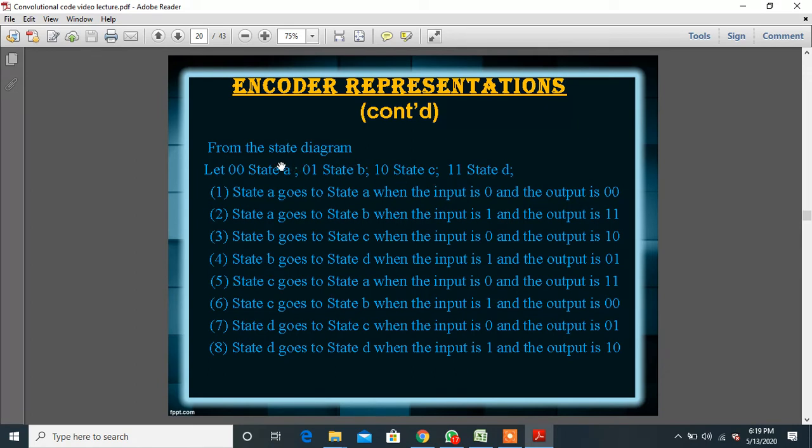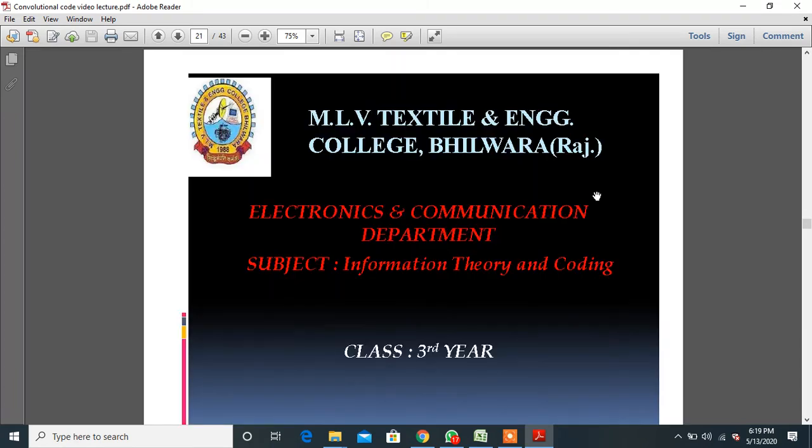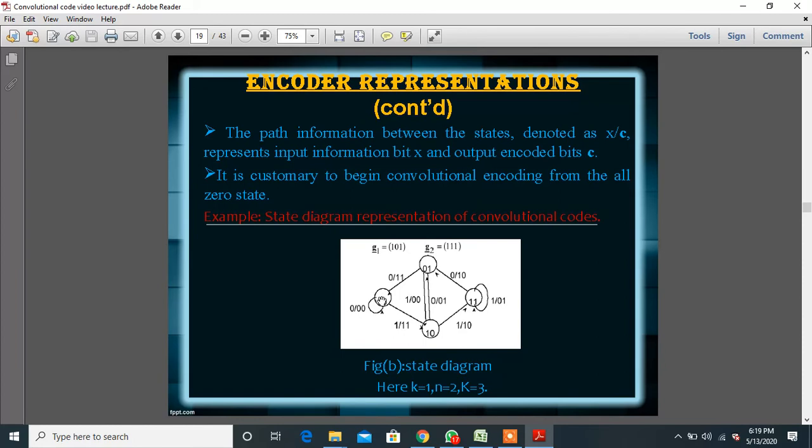From the state diagram, let 0, 0 be state A, 0, 1 state B, 1, 0 state C and 1, 1 state D. State A goes to state A when the input is 0 and the output is 0, 0. This we can see over here. State A 0, 0: when input is 0, output is also 0. So it is shown on that circle only. That means it is not shifted to the next state when the first state is considered. Is it clear?